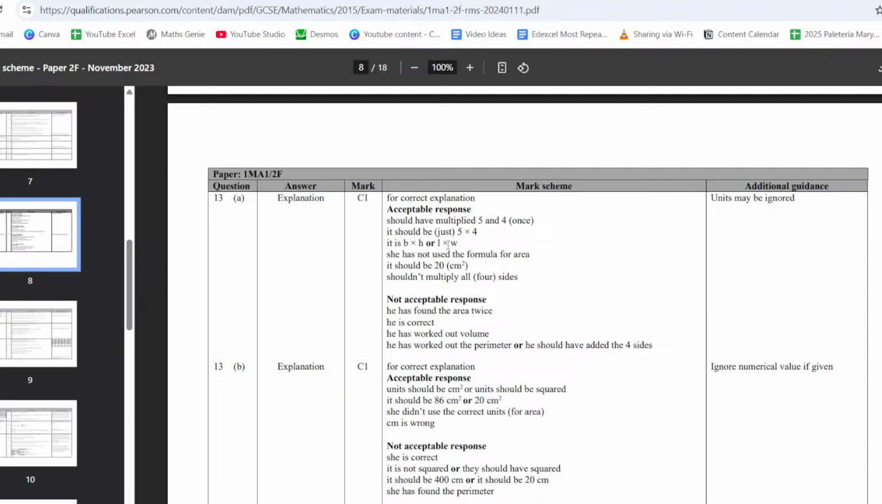You could say it's base times height, or it's length times width. She has not used the formula for area. You could say it should be 20 centimeters squared. So again, you can correct her. Shouldn't multiply all 4 sides. Any of that is acceptable. That's fine. These are obviously then not acceptable. You can't say, oh, they've said she and he. Anyway, you can't say that she or he is correct because obviously they're not. Yeah, you can't say they found the area twice because they haven't. That's still not actually what they've done. So just, yeah, one of these acceptable answers, ideally.